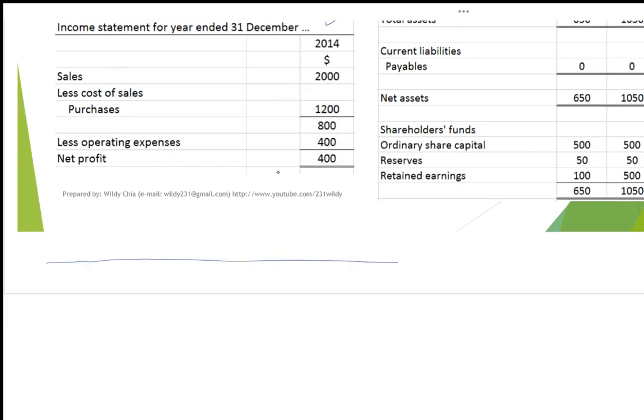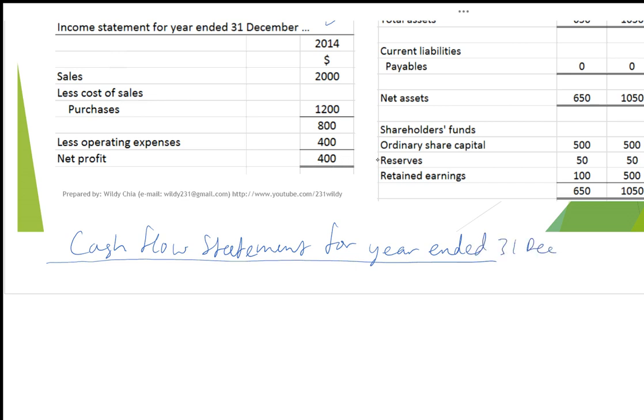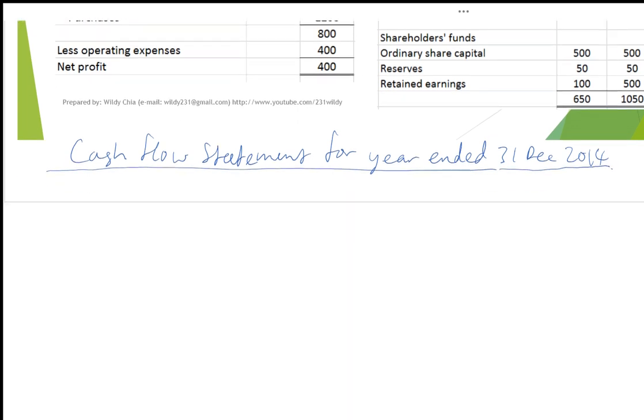Okay, so the cash flow statement should begin with a very simple heading. The heading is very important because it shows the user what period it applies to. So this is the cash flow statement for the year ended 31st December 2014. Okay, so there are three broad categories. Alright, so we have the cash flows from operations. Right, so let's have a look.